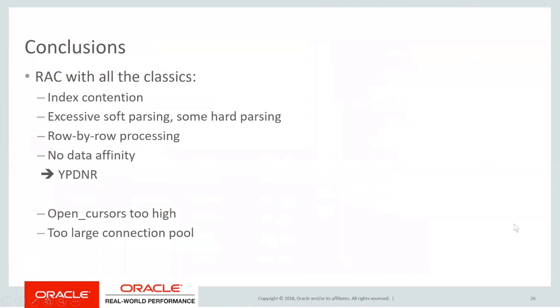So in conclusion, these 2 reports, why did I call them RAC with all the classics? Because all the classics are present in these 2 RAC reports, and by classics we mean the index contention, the excessive soft parsing, and even some hard parsing, the row by row processing, and no thought having been put into data affinity. So you probably don't need RAC for this application.